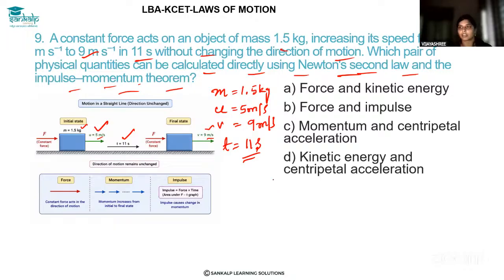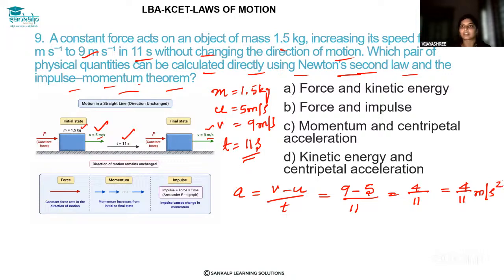So let us calculate the acceleration first, then we will analyze the options. Okay, first let us calculate acceleration, which is equal to v minus u divided by t. That is, final velocity minus initial velocity divided by time. Acceleration means change in velocity, that is final velocity minus initial velocity divided by time. Final velocity is 9 meter per second, initial velocity is 5 meter per second, and the corresponding time is 11, which is equal to 9 minus 5 is 4, time is 11, which is equal to 4 by 11 meter per second square. So there is no need to simplify this. So we have seen that acceleration can be calculated. Next, can we calculate the force using the second law?